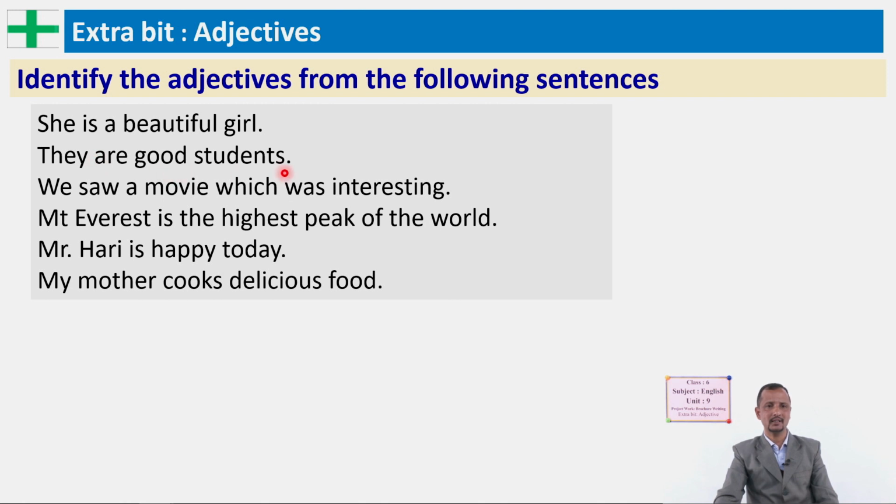She is a beautiful girl. They are good students. Which one is the adjective, student or good? We saw a movie which was interesting. Which one is the adjective, movie or interesting? Let's underline and find out. Mr. Hari is happy today. Is Hari the adjective or is happy the adjective? My mother cooks delicious food. Food or delicious? You can check the answer.